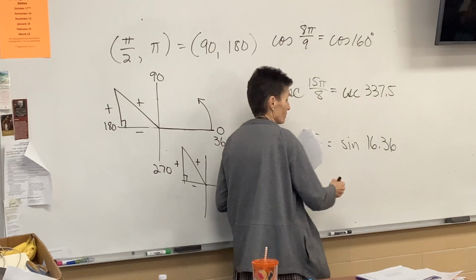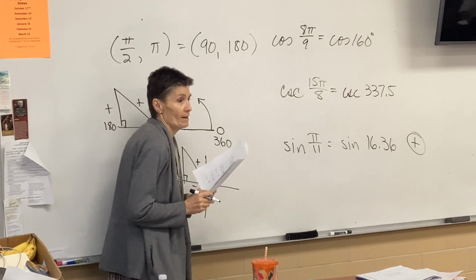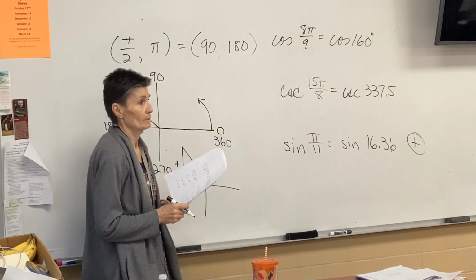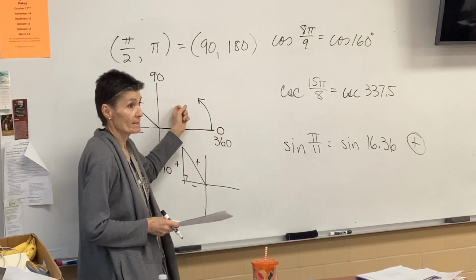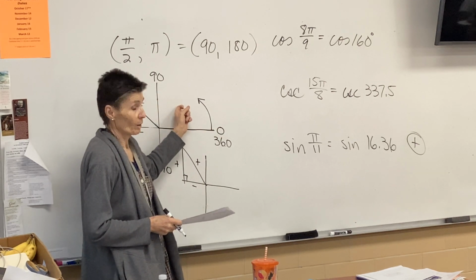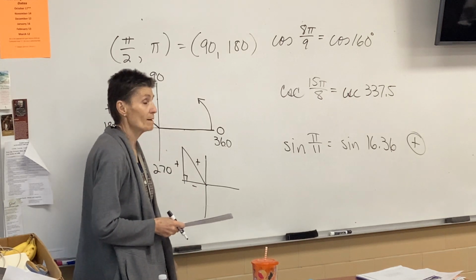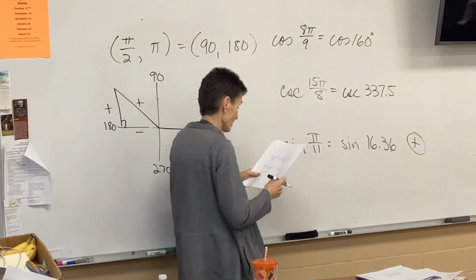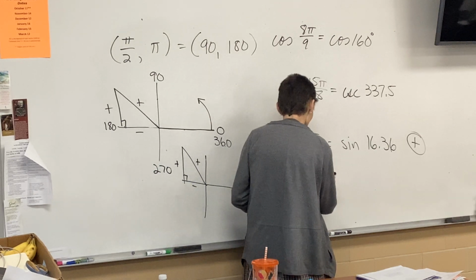By the way, I'm just marking that one positive. How come I can mark that one positive? Yeah, anything between 0 and 90 is in quadrant 1. And what do we know about everything in quadrant 1? It's positive. There's no point in messing with those. And then, what's negative pi over 7?